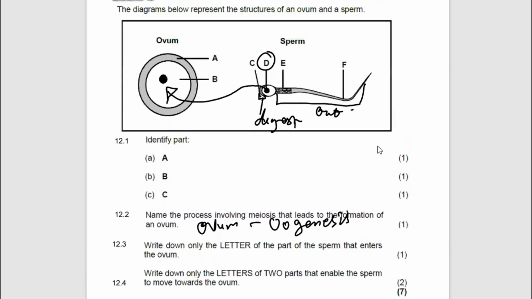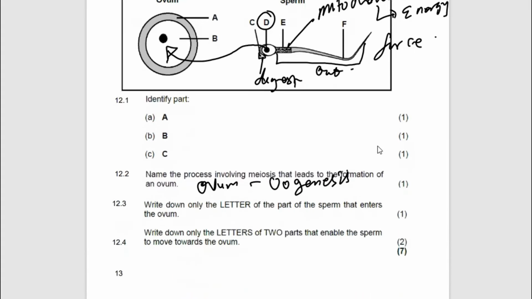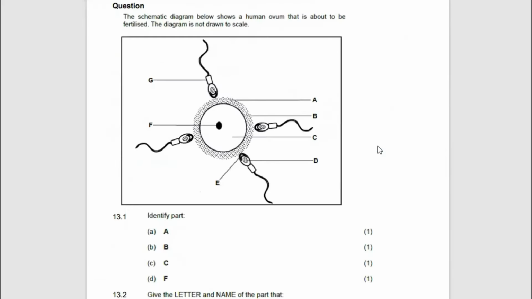So if we look at what provides energy, we shall see that the middle piece and the flagellum or the tail are the ones which are used. The middle piece will provide mitochondria, and mitochondria is responsible for energy. And then the tail will provide propulsion force, the forward force, so that now the sperm can move forward. Then they are saying that now we are going to the process of fertilization.